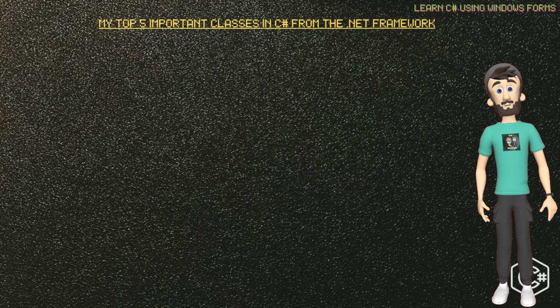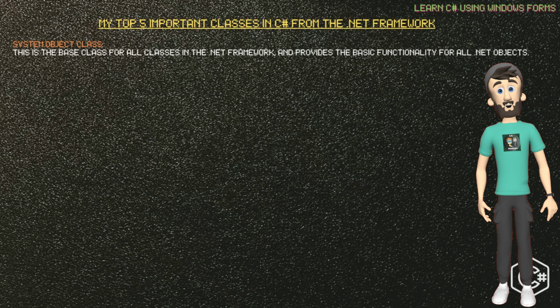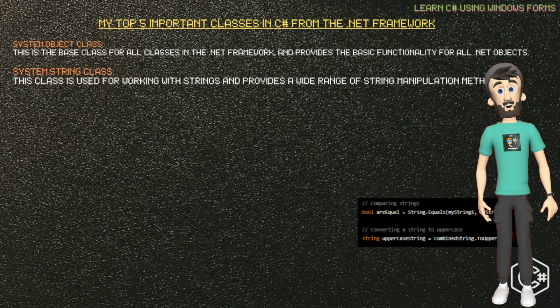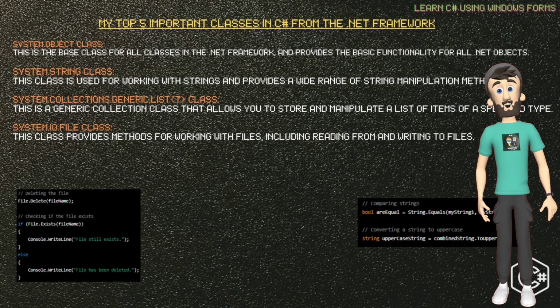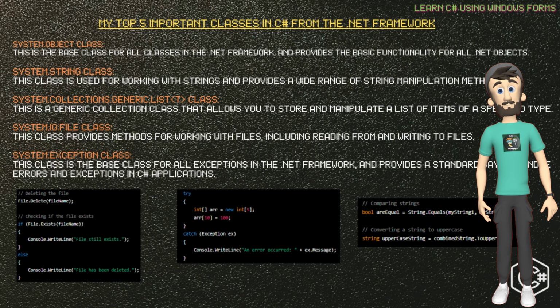My top 5 important classes in C# from the .NET Framework. This is the base class for all classes in the .NET Framework, and provides the basic functionality for all .NET objects. This class is used for working with strings and provides a wide range of string manipulation methods. This is a generic collection class that allows you to store and manipulate a list of items of a specified type. This class provides methods for working with files, including reading from and writing to files. This class is the base class for all exceptions in the .NET Framework, and provides a standard way to handle errors and exceptions in C# applications.